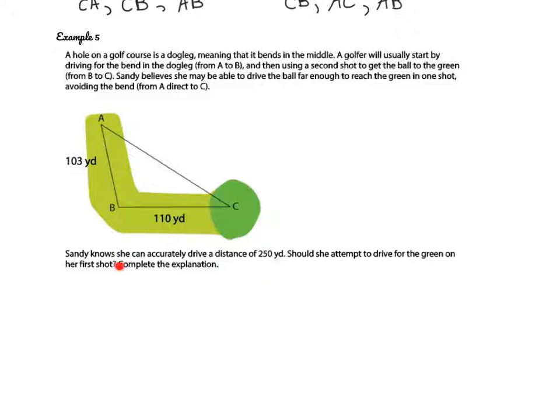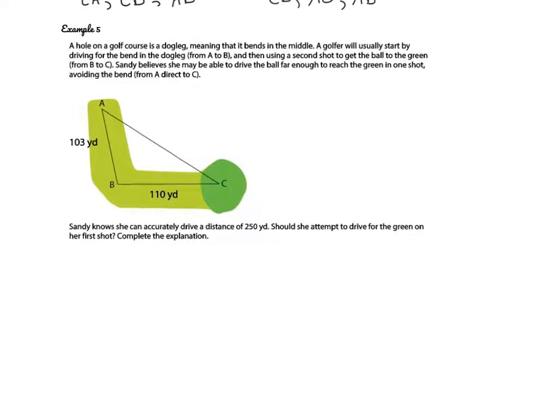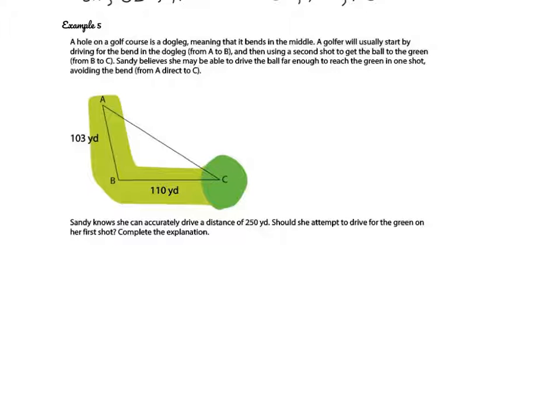So Sandy knows that she can accurately drive a distance of 250 yards. Should she attempt to drive for the green on her first shot? So pretty much we have to figure out, could this side length be less than 250 yards, or do we know that it must be more? So we're going to use our triangle inequalities to do this. So let's call this side length X, and let's set up our three inequalities. We know that 103 plus 110 must be greater than X. We know that 103 plus X must be greater than 110, and we know 110 plus X must be greater than 103.